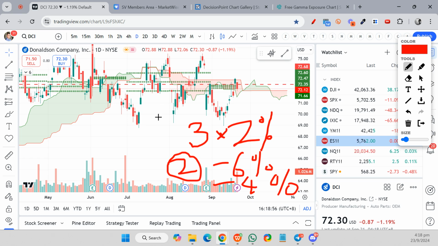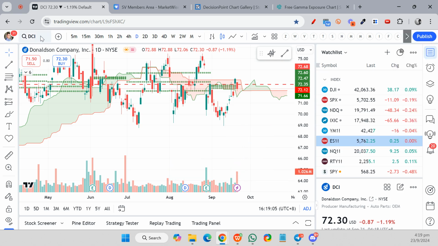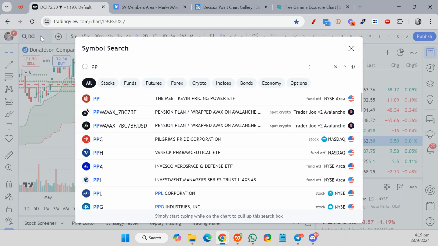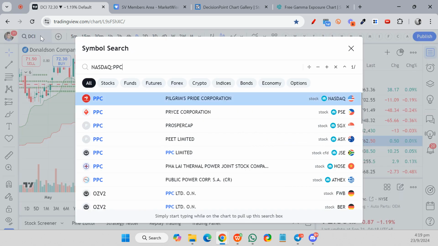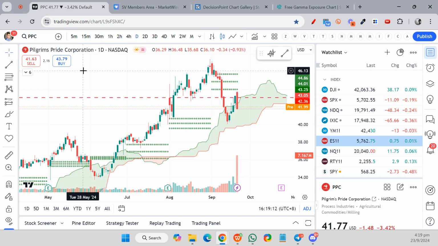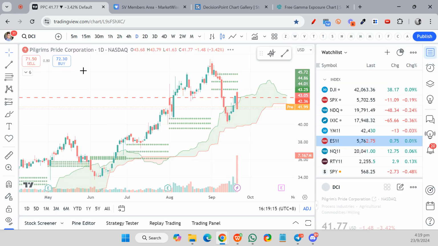Okay, all right, so that's all for today. So the 3 stocks that I mentioned are Gilead Sciences, GILD, PPC, Pilgrim Pride Corporation, and the last is DCI, Donaldson Company.